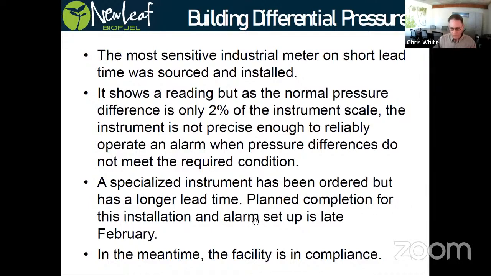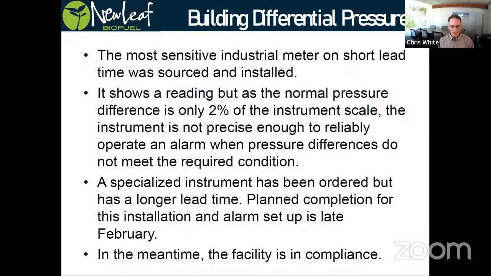So we went out and got the most sensitive instrument we could get on short lead time, an industrial grade instrument, and that has not proved satisfactory because the range that we occupy in pressure difference is such a small portion of the scale. If we're trying to use that as a relay switch to switch on an alarm or not, it just doesn't work reliably. We have another instrument we've sourced from overseas that's on its way, but it's still 2 or 3 weeks before that arrives.